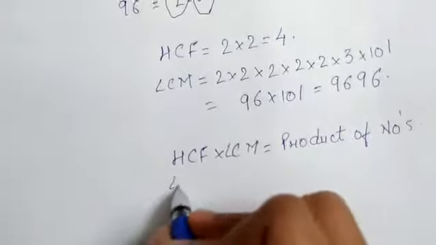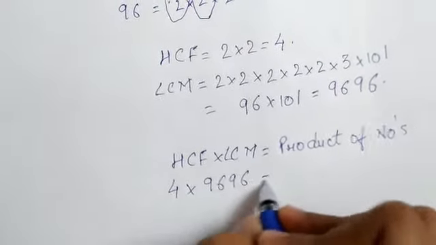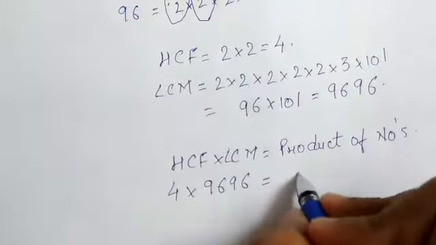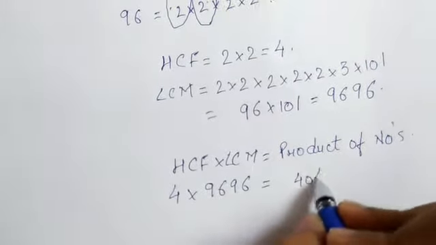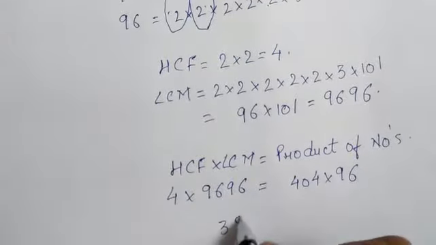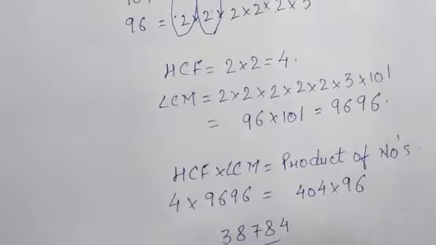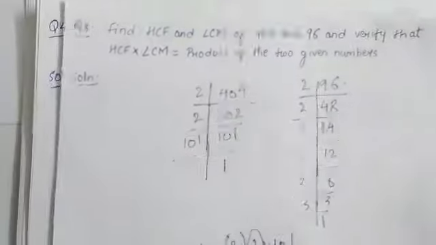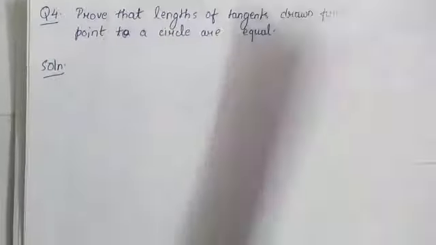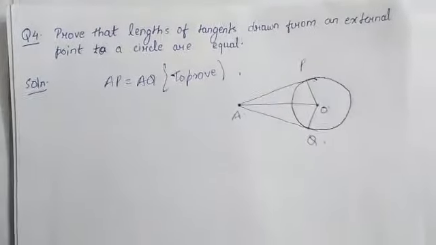So HCF is 4 and LCM is 9696, and the numbers are 404 and 96. You can simply check it. It should come out to be 38784 something. So it will match. This was a very simple question asked as a 3-mark question. Let's move on to the next question.